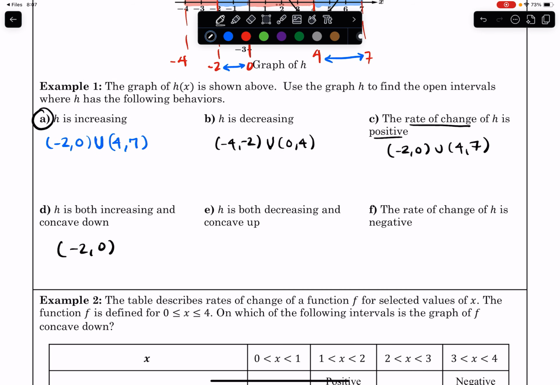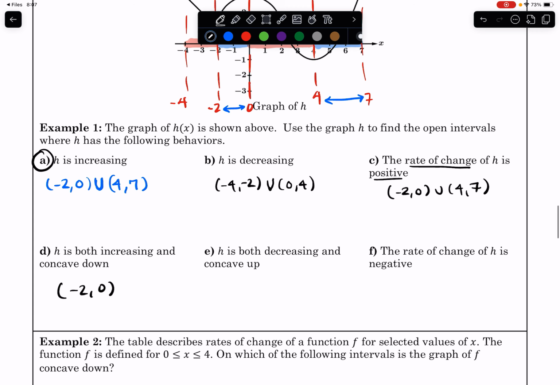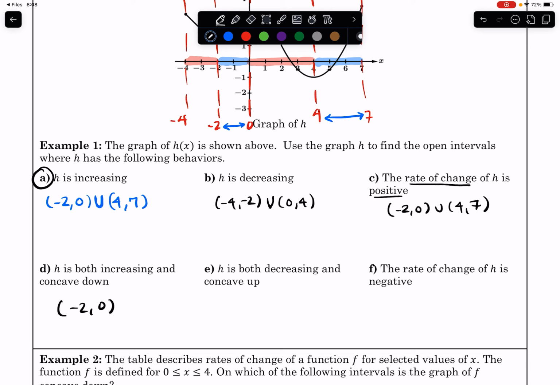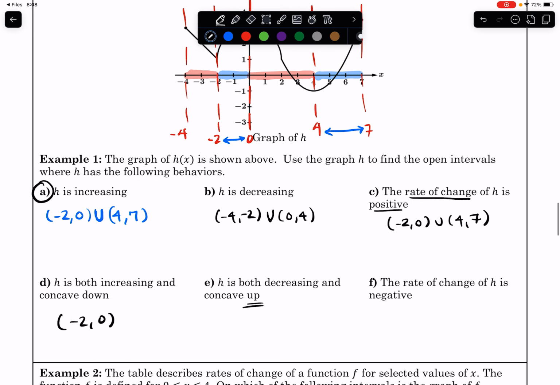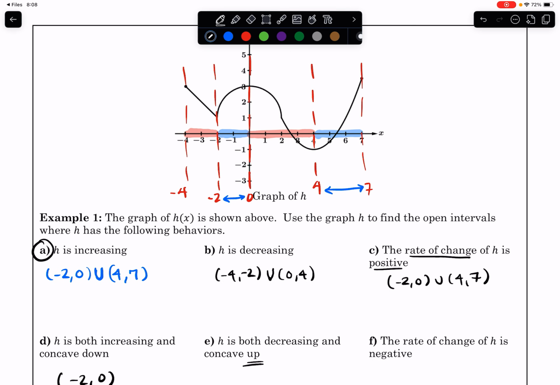Question E is asking, H is both decreasing and concave up. So we're looking for this section where the graph is both going down and curved upwards, concave up. So let's first look at where H is going downwards. Well, we see that H is going downwards in the red section, in these two red sections.